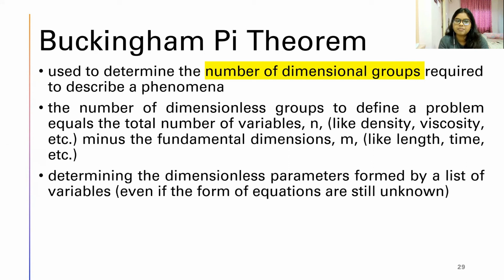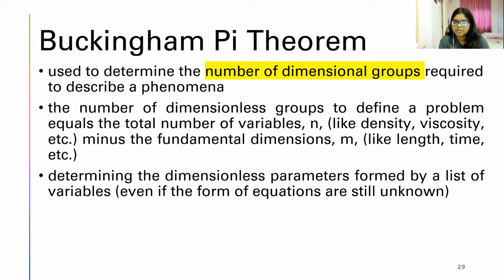Buckingham Pi theorem. The Buckingham pi theorem is used to determine the number of dimensionless groups required to describe a phenomenon. The number of dimensionless groups to define a problem equals the number of variables n, like density, viscosity, etc., minus the fundamental dimensions m, like length, time, etc. So as I mentioned earlier, fundamental dimensions are also primary dimensions or independent dimensions.